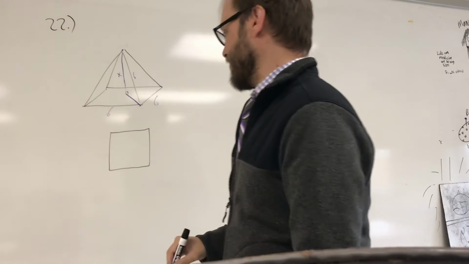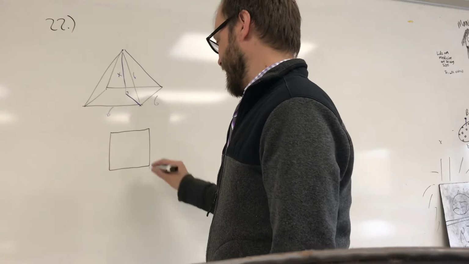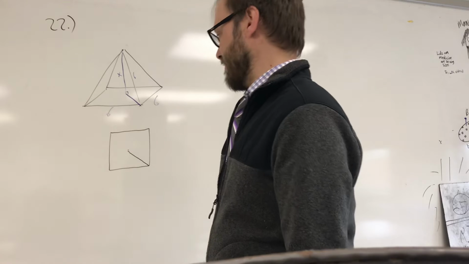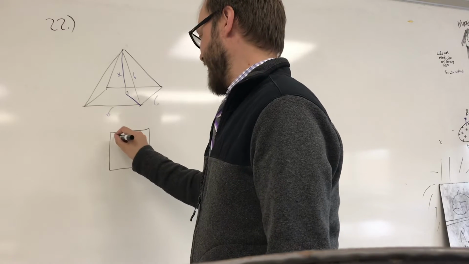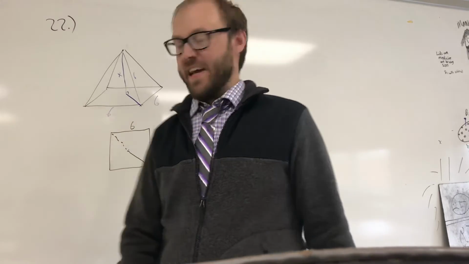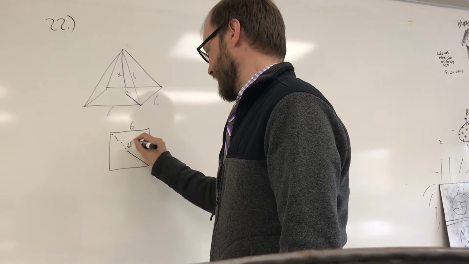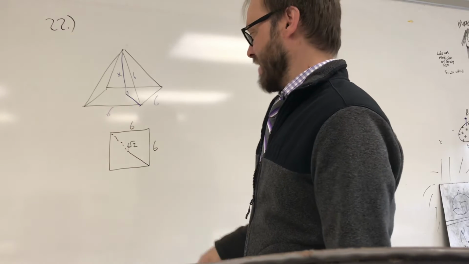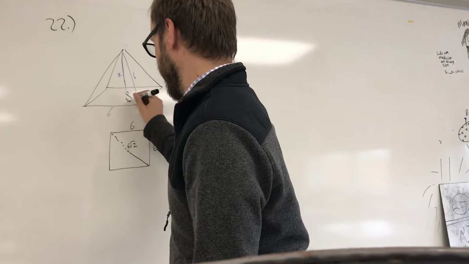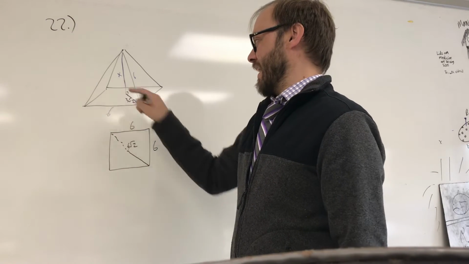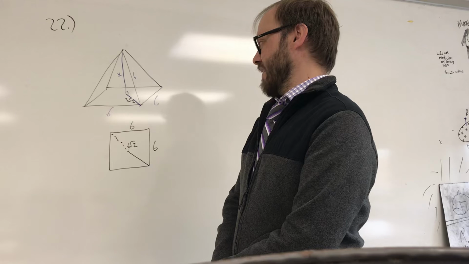The base is a square. This length right here is going from the center to the vertex of a square. That's half of the diagonal of a square. Remember, squares break into little 30, 60, 90 triangles. That's why we did so much work with these things. That whole diagonal would be 6 radical 2, so half of that length would be 3 radical 2. And then you could go through and find the altitude.